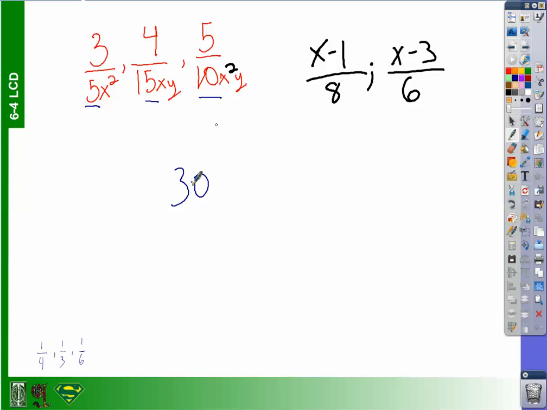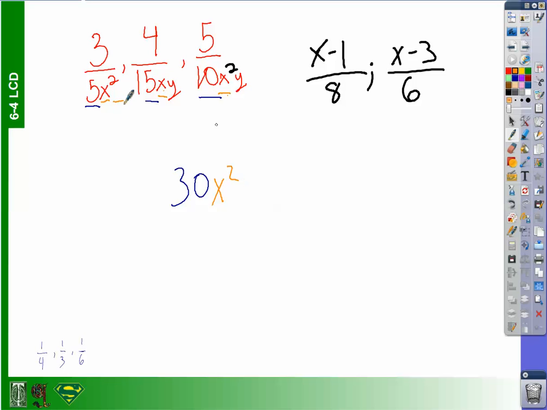So we know 30 is going to be in our least common denominator. Then we're going to take a look at our variables. We have x squared, and just plain x, and x squared. What do all 3 of these go into? X squared, right, because x squared and x squared are already the same, and x goes into x squared. So we know we have an x squared in our least common denominator.